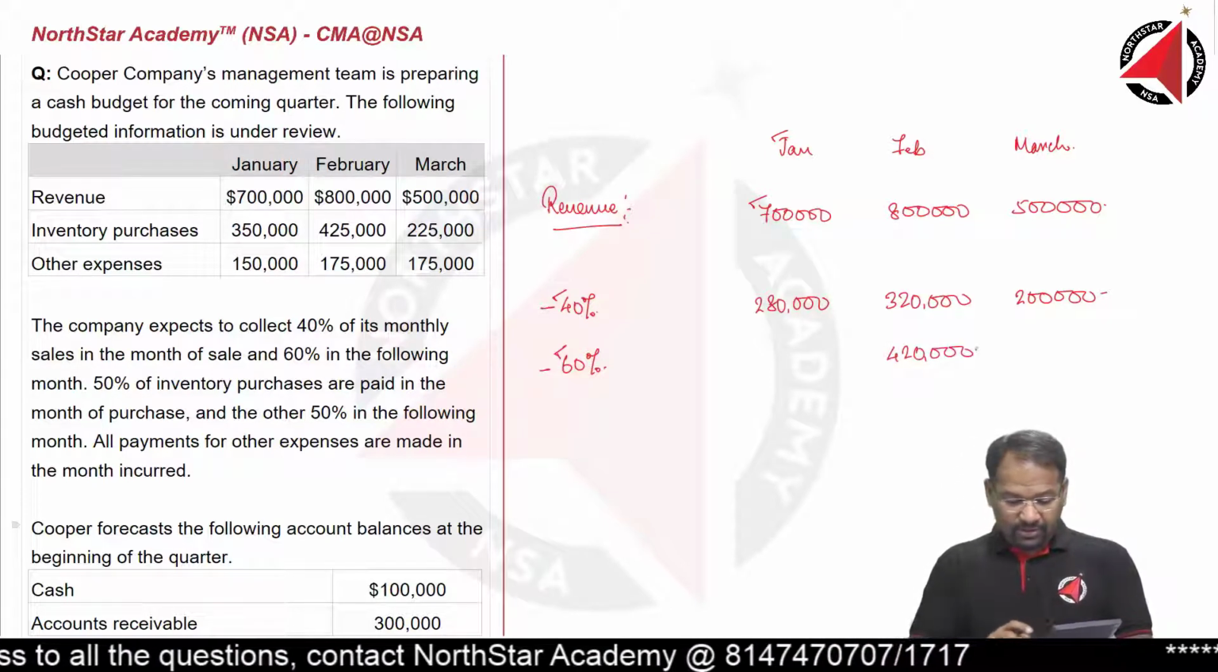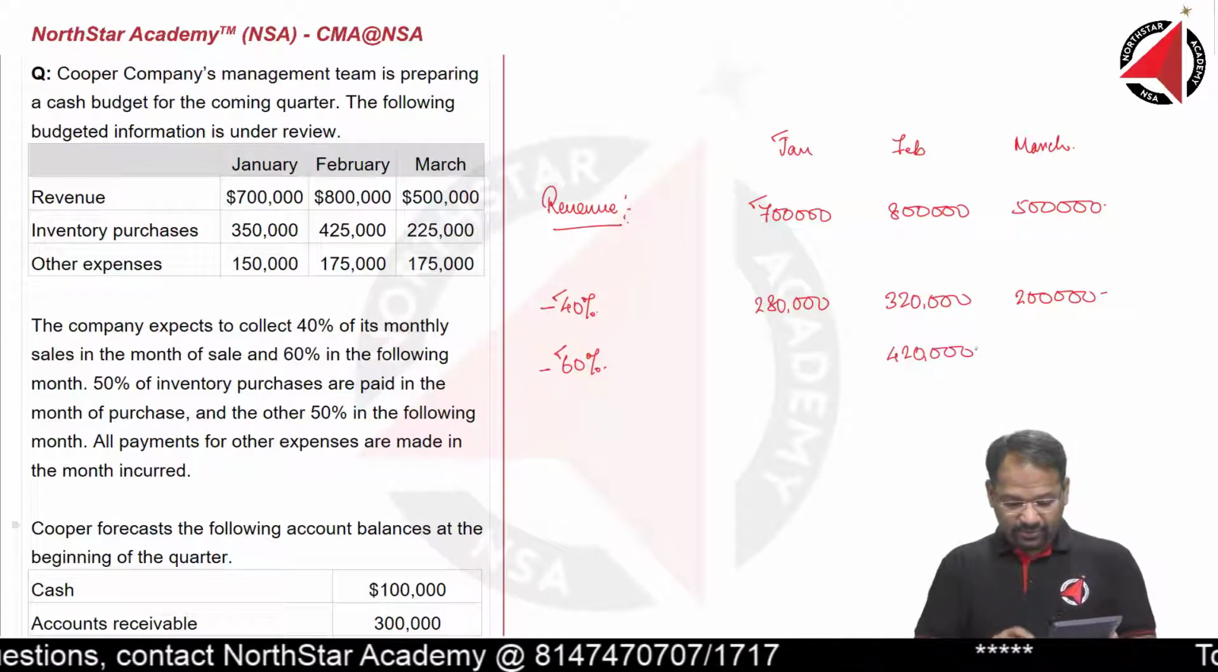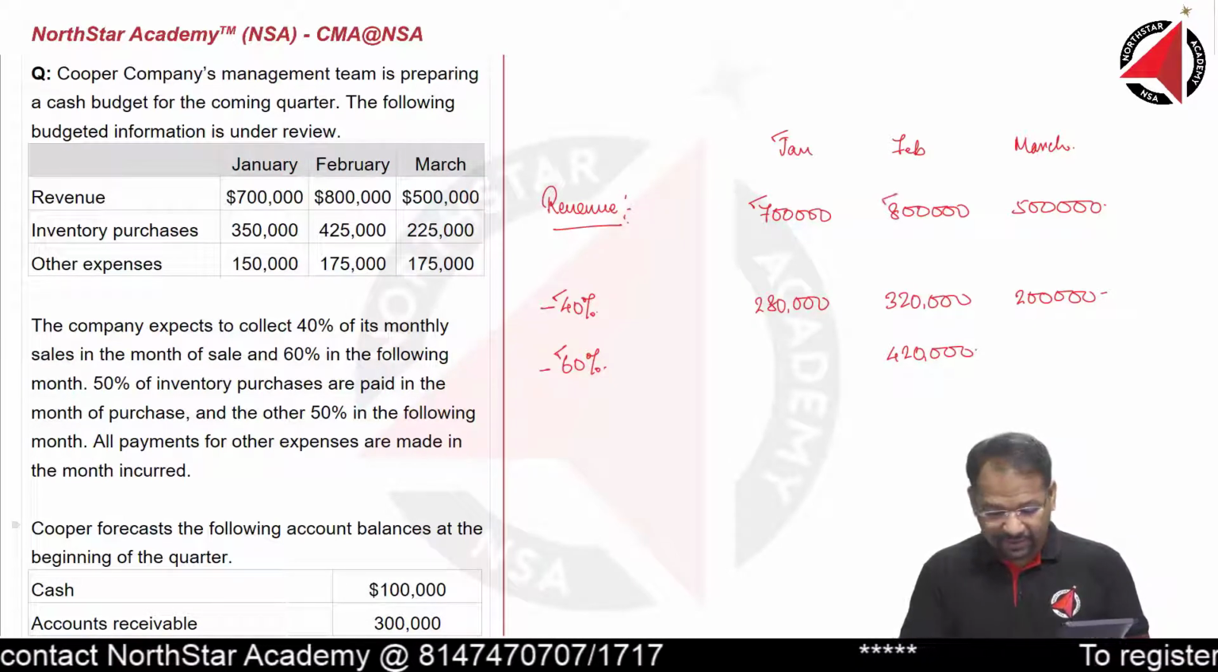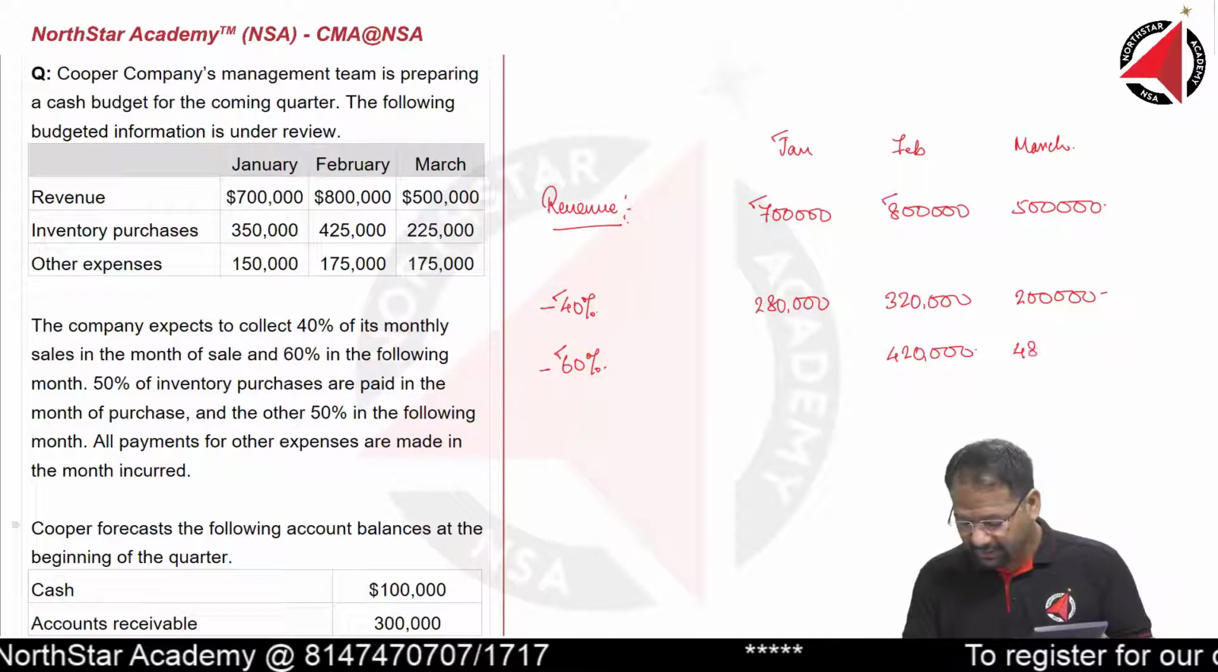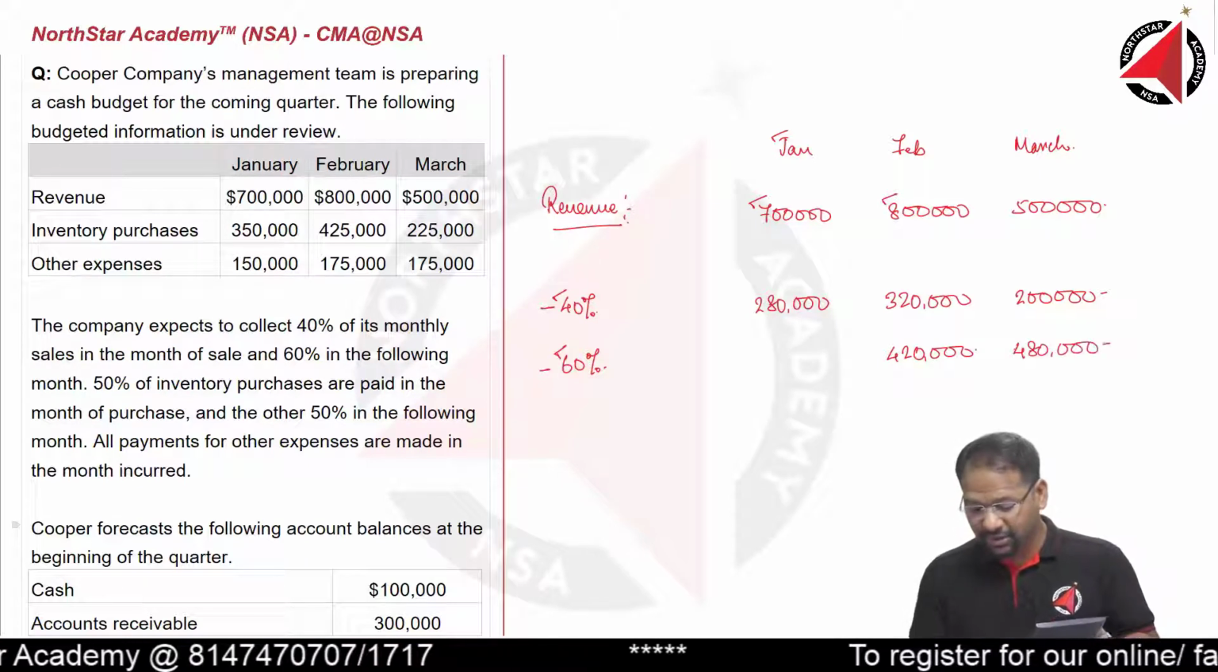Similarly, 0.6 into 800,000, $480,000 that will be collected in the month of March.